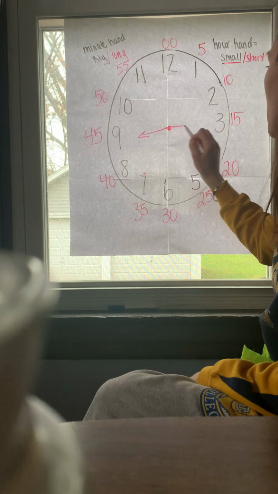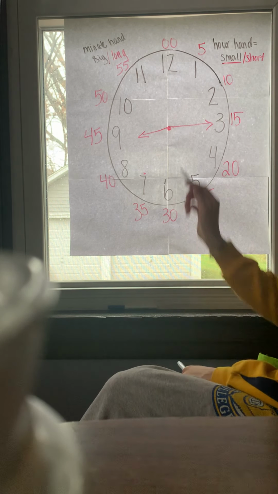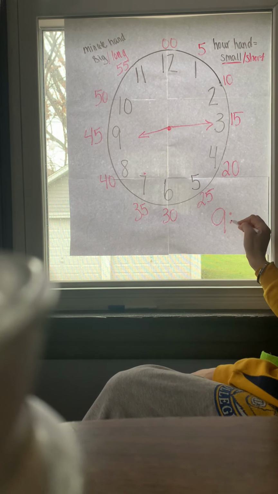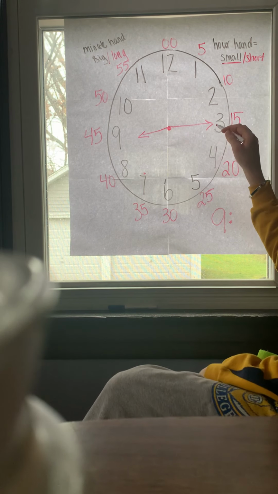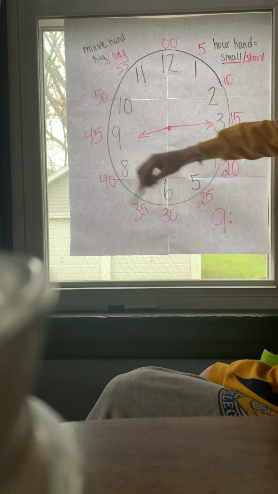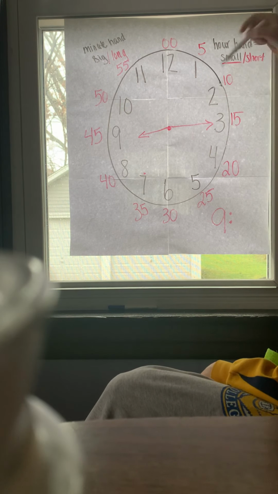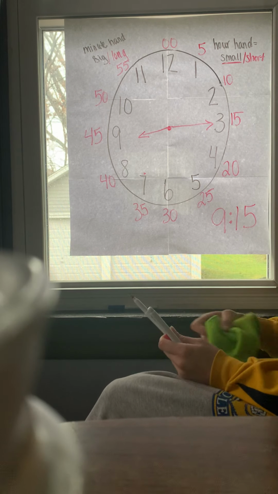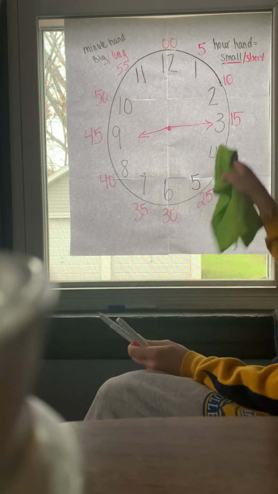Okay. The hour hand is pointing to the 9. So I just write the 9. And the long hand or the minute hand is pointing to the 3. So again, I have to count by 5s on the outside. 5, 10, 15. That's my minutes. It is 9:15. Let's try one more.